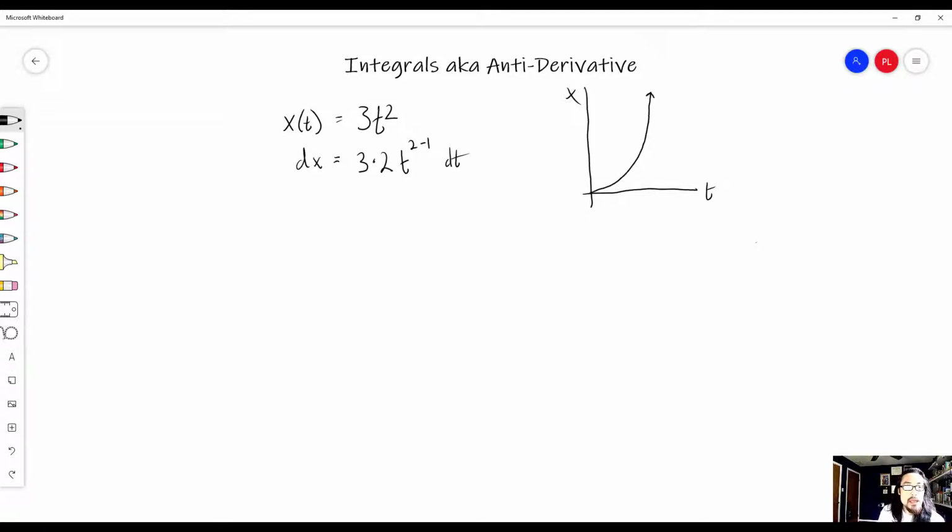What this shows us is as we change the time by a tiny little bit, we can expect the position to change by a tiny little bit, right? That's what dt and dx are telling us.